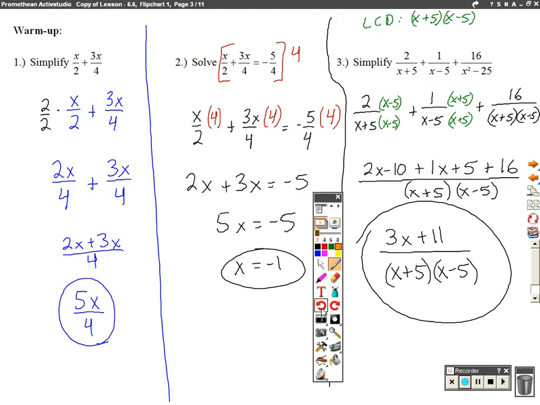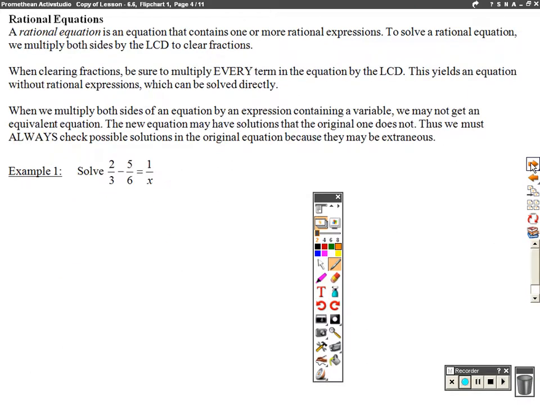So what is a rational equation? It's an equation that contains one or more rational expressions, which is what we've been working with. So the way that we solve these is we multiply both sides by the LCD. Basically what we did in warm-up number 2, how you multiply through by the LCD. When clearing fractions, be sure to multiply every term in the equation by the LCD, and then you solve the resulting equation. Make sure you always check your answer because sometimes you get extraneous solutions, and we will see that.